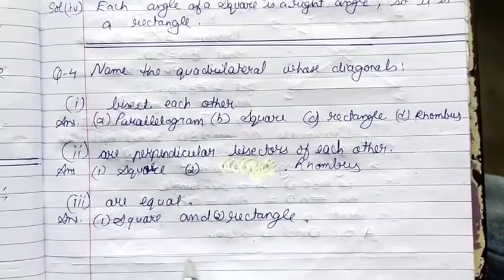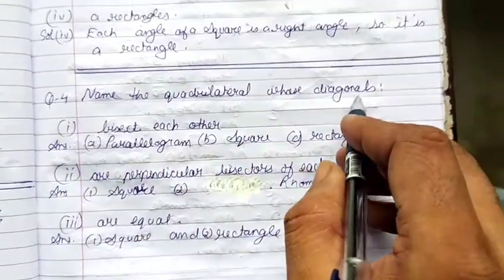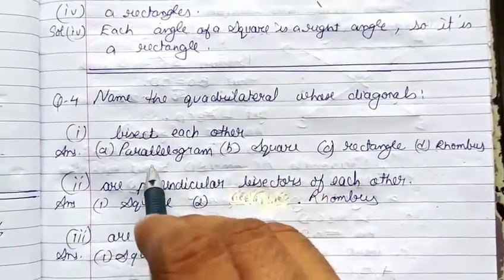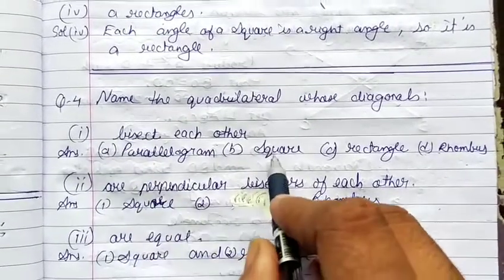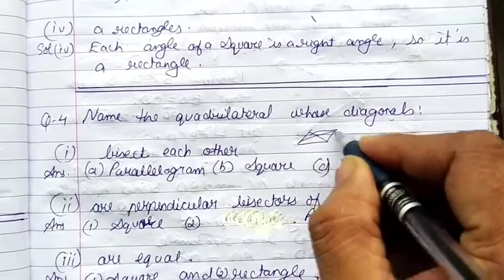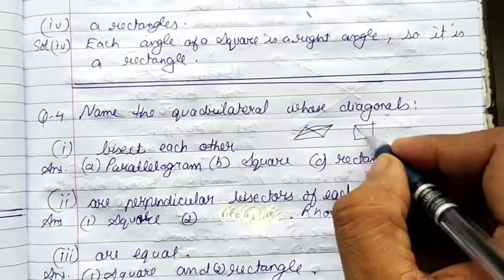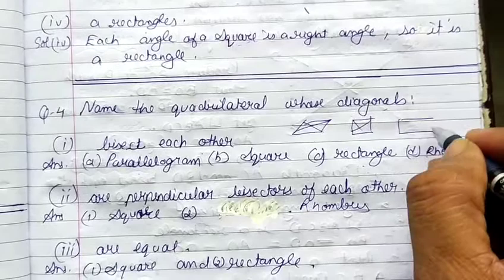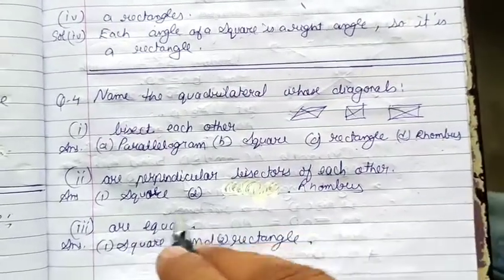Let us see the next one. Question number 4. Name the quadrilateral whose diagonals bisect each other. As we all know, the diagonals in a parallelogram, square, rectangle and rhombus bisect each other. In a parallelogram, the diagonals bisect. In a square also, the diagonals bisect. In a rectangle also, and in a rhombus also.